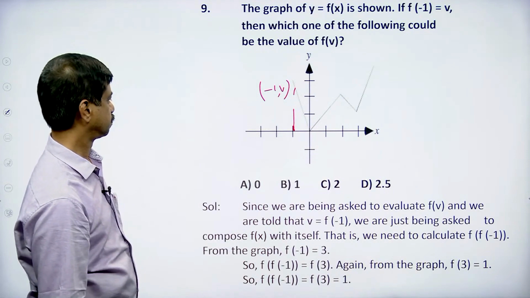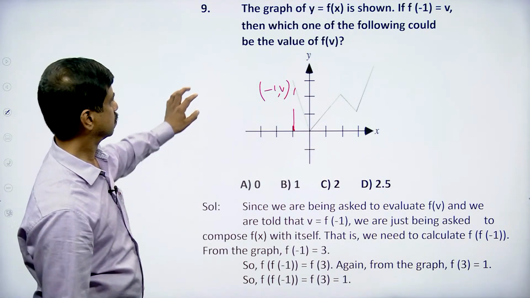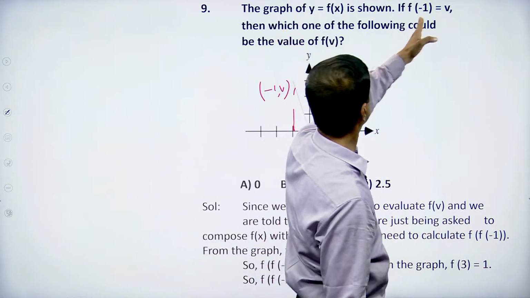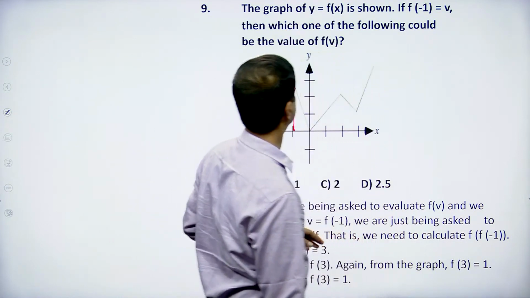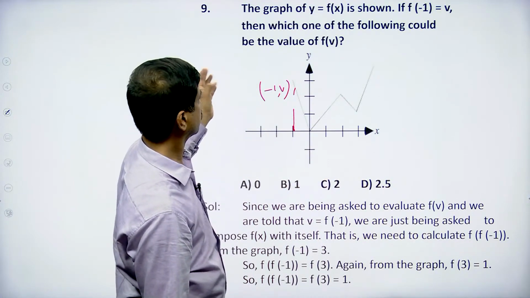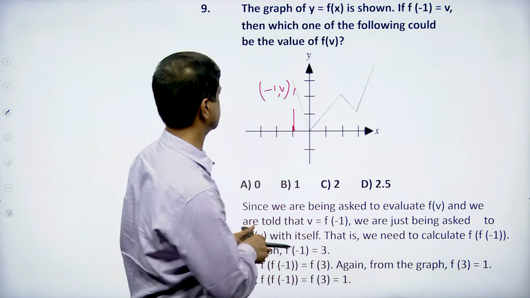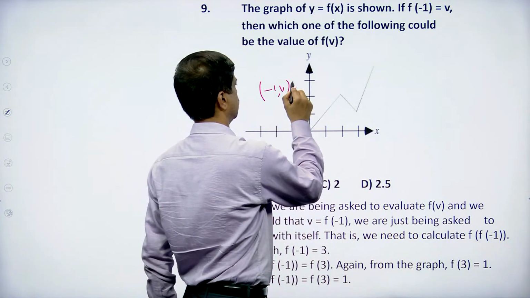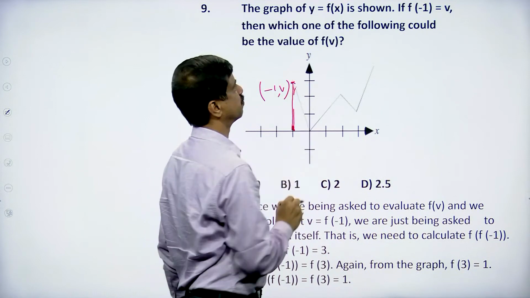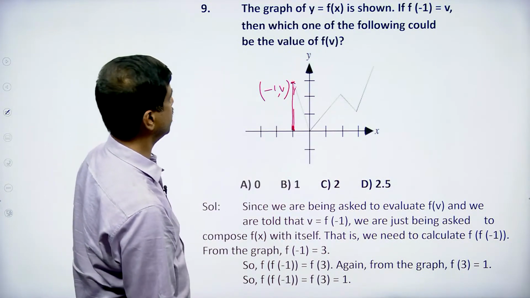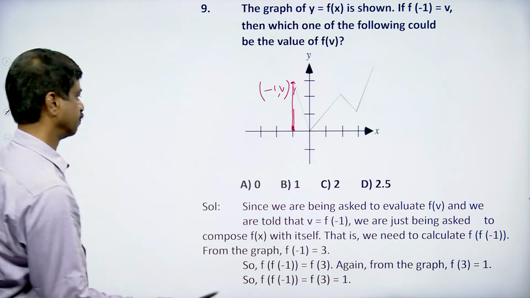So now y equal to f of x he gave. f of minus 1 equal to v means x is minus 1, so y is v. So therefore this is the point where it is minus 1 comma v. So if you drop, it is hitting here, so that is minus 1 comma v. So f of v he is asking you to find out.